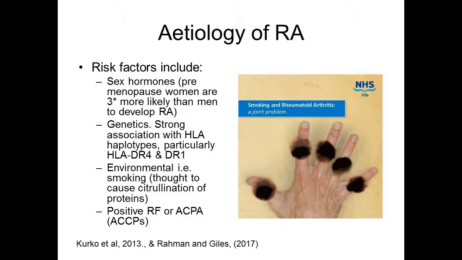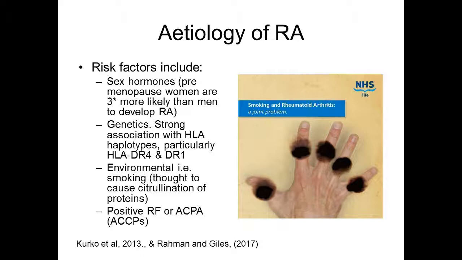Genetics: there is a strong association with the HLA haplotype, human leukocyte antigen, particularly HLA-DR4 and DR1, which code for and interact with your major histocompatibility complexes, which we're going to have a look at in terms of how they initiate and drive autoimmune reaction. And environmental, things such as smoking, thought to cause citrullination of protein, which then induces the production of citrullinated antibodies, which drive the underlying pathophysiology of rheumatoid arthritis.